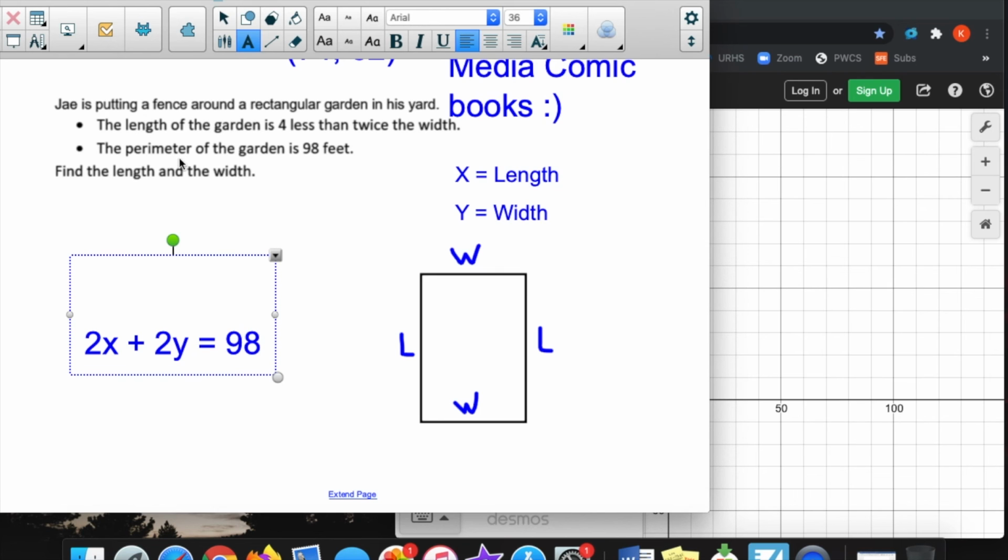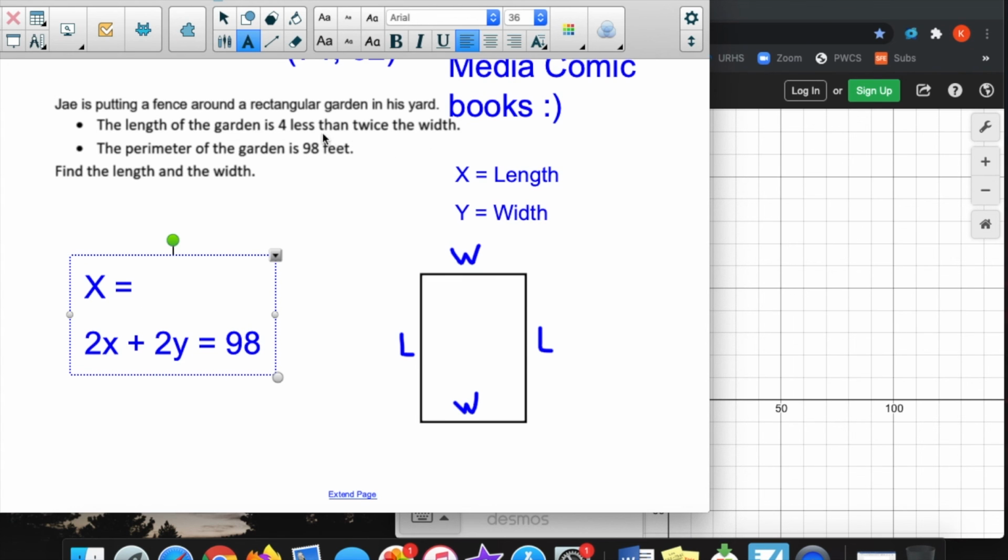Okay, so the length of the garden is 4 less than twice the width. All right, so think about this. The length of the garden. Just very much so breaking the statement down. The length is x, right? We tied together. Length is x. So length of the garden is, right? Is often that math word that means equals. So I have x equals 4 less than twice the width.